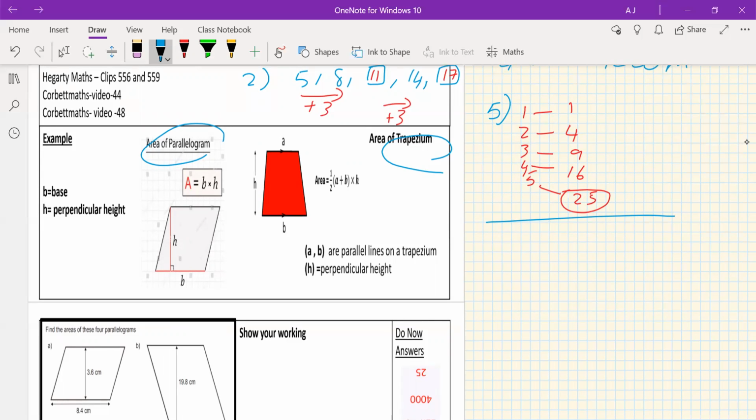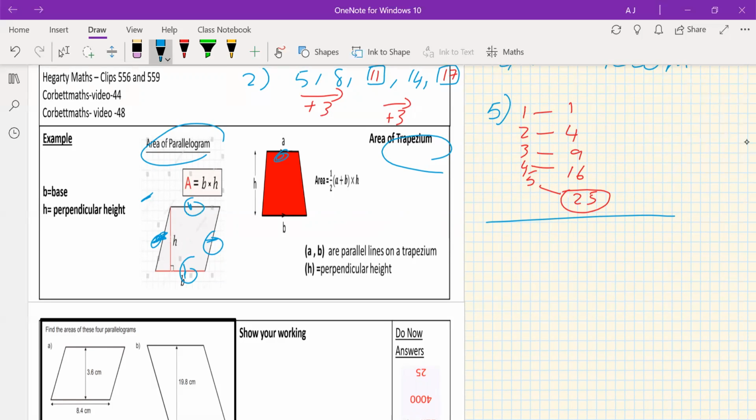But if you look at the parallelogram, it looks slightly different to the trapezium. One obvious difference between these two: if you look very carefully, the parallelogram has two sets of parallel lines. This one and this one are parallel. This one and this one are also parallel. So they have two sets of parallel lines.